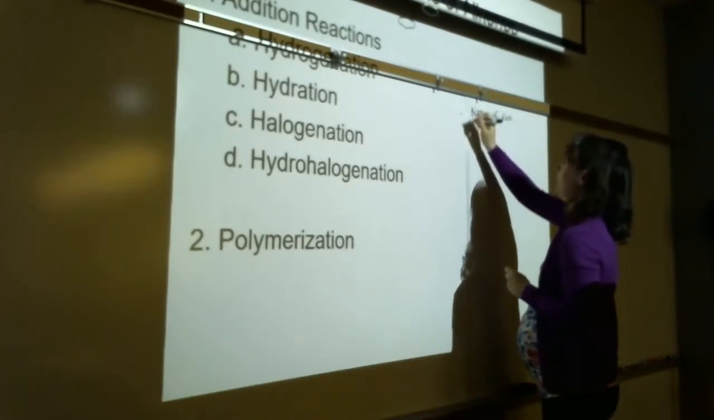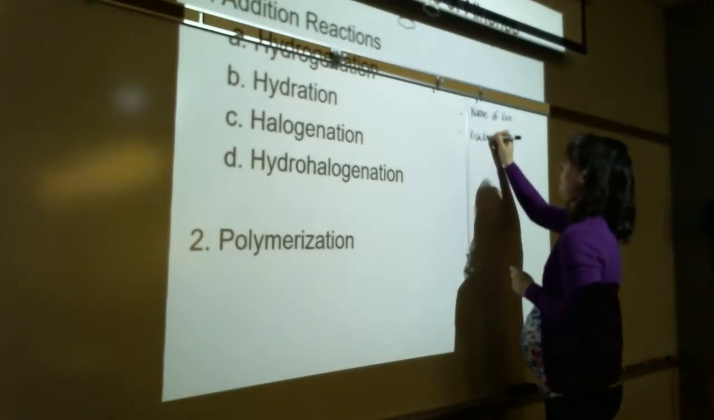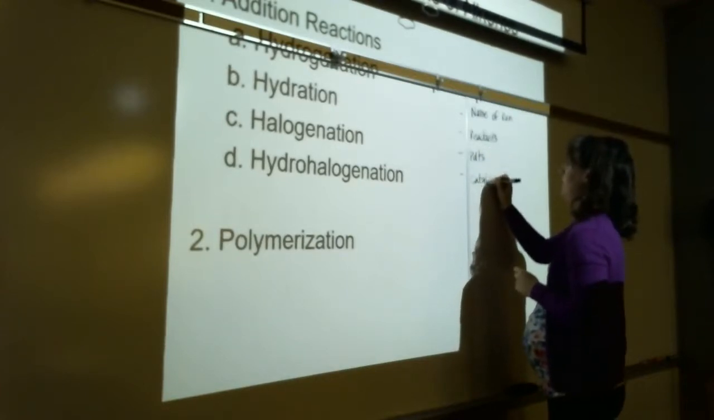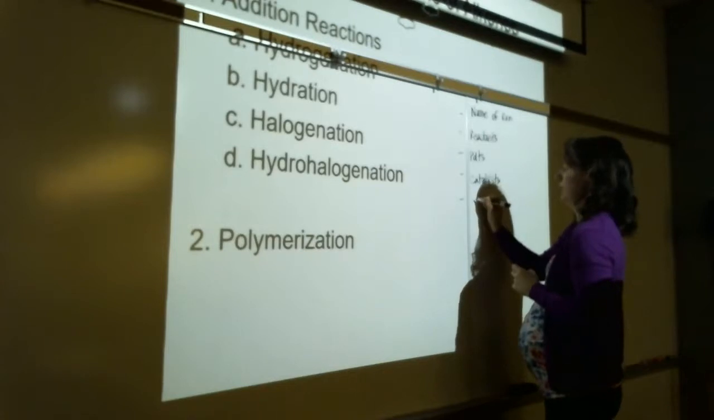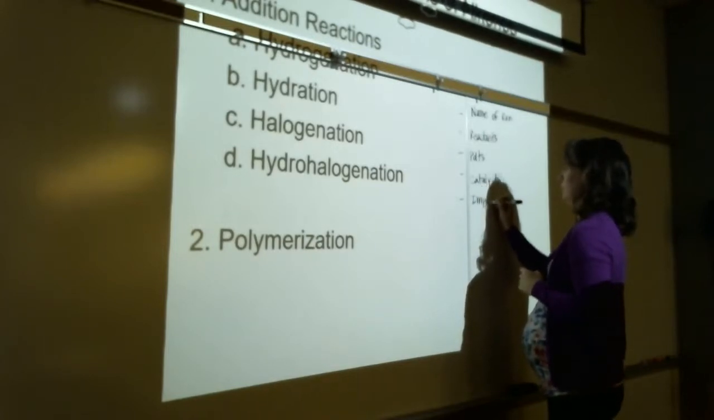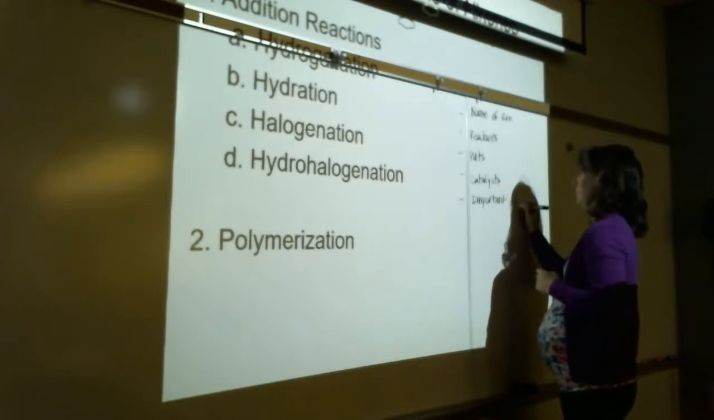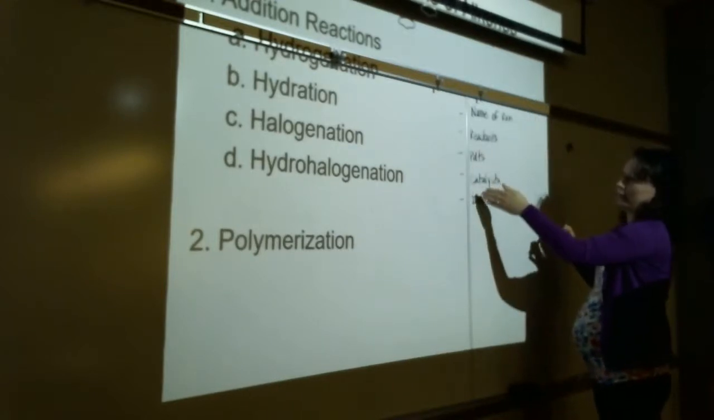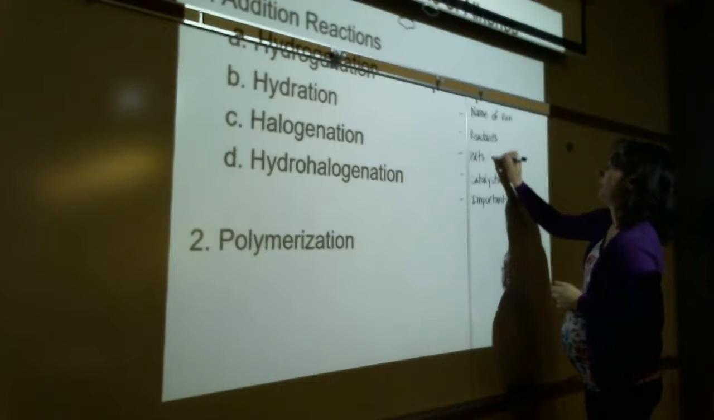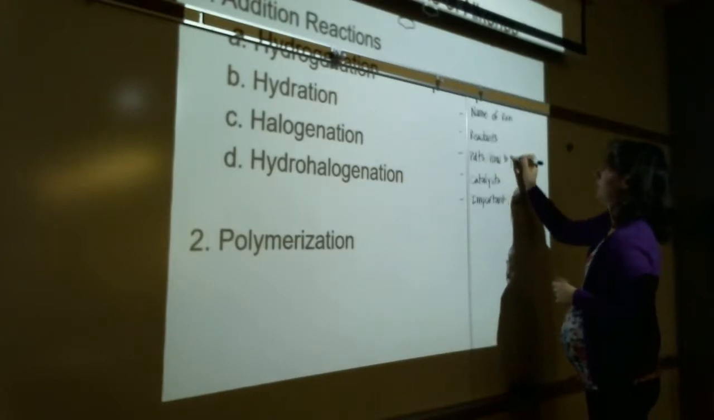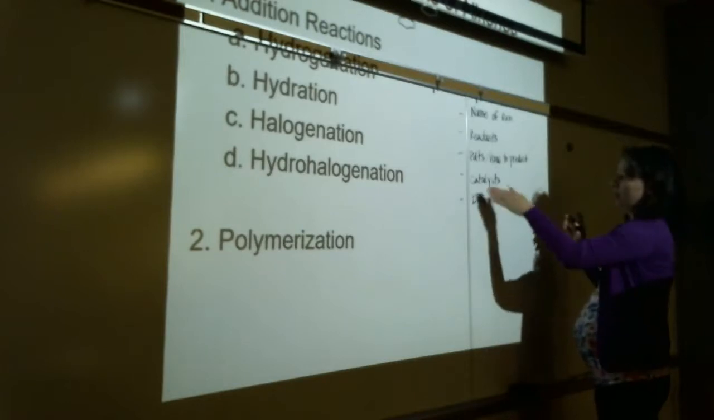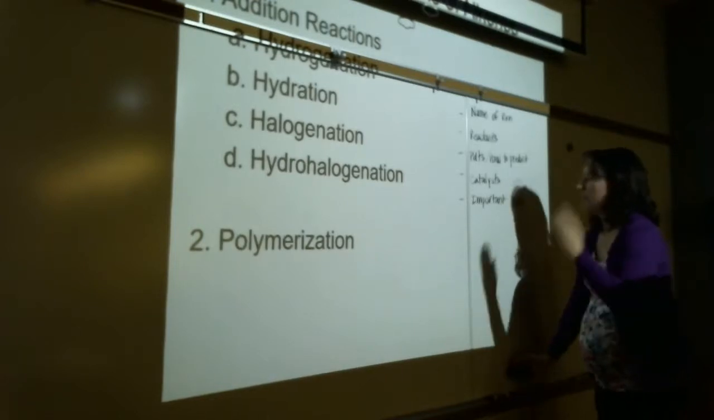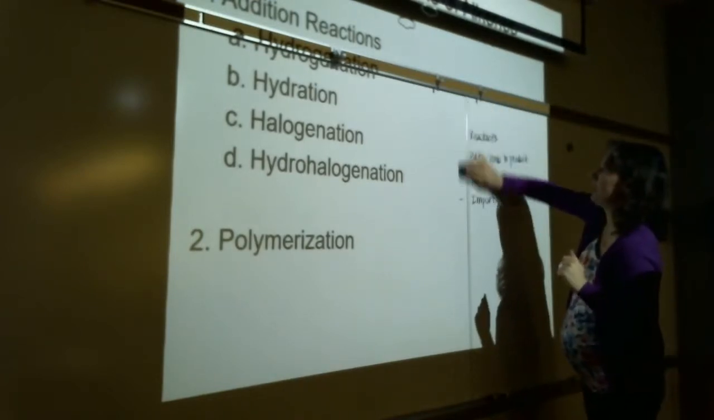So name of reaction, reactants, products, catalysts, and then important info. Just have columns, so you have hydrogenation, a column for the reactants, a column for what the products are, or how to predict products. Any catalysts if needed, and then some important info. And I'll show you later on, I think there's actually a slide in here with a sample table of that.